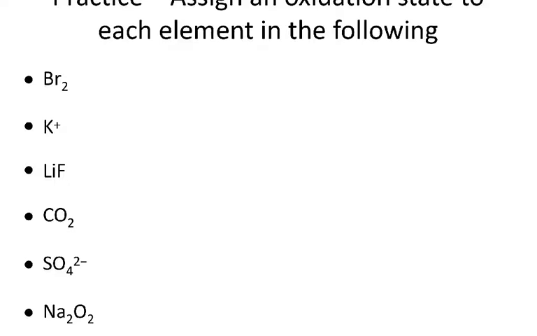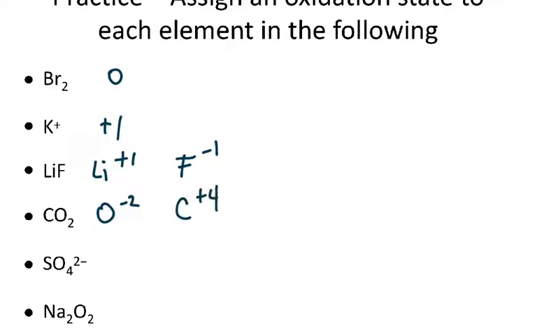So bromine, rule number 1, 0. Potassium ion is a +1. Lithium has a +1. Fluorine is a -1. Carbon dioxide, the oxygen is assigned a -2. So our carbon, since there's only one of them, ends up at a +4 because it has to add up to 0.